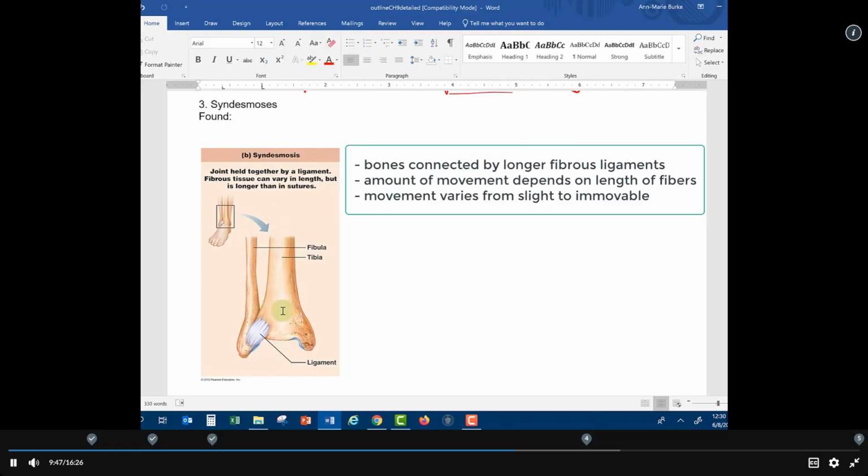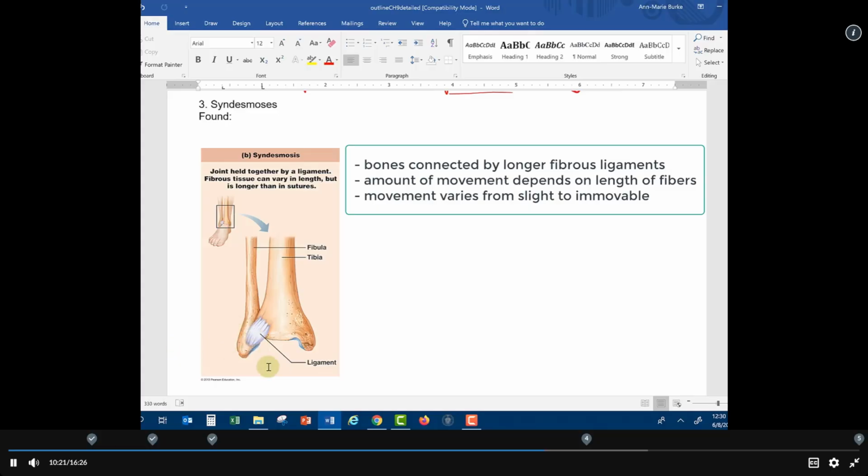So here we have the tibia. This is your shin bone. You can see up here, the tibia is always medial. It's always on the inside. Here's the fibula, which is always lateral. And your ankle bones, the tarsals, would be here. So here's the ligament. This is actually the syndesmosis, the joint. It's made of fibrous connective tissue. And the movement of these joints in general varies from slight to immovable. So even though there are longer ligaments and you get more movement, it's still a slight movement.